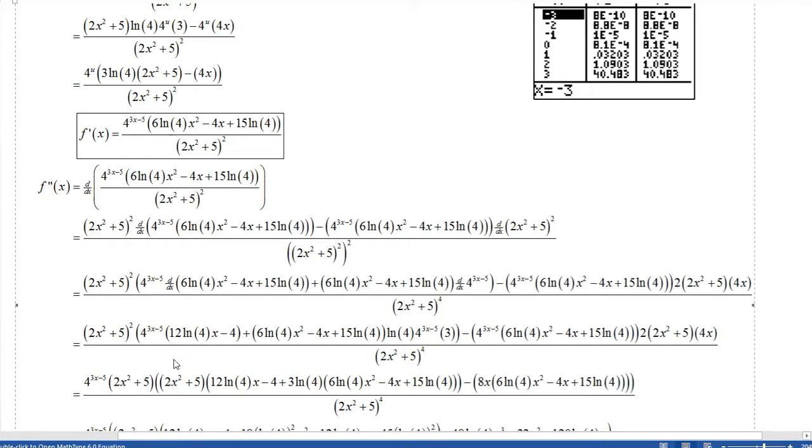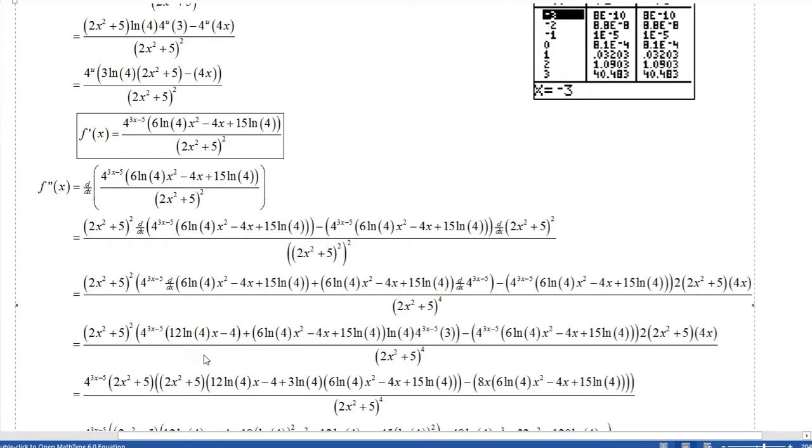Now, we've got a big mess there. Let's see if we can clean this up a bit. Notice that right there's a 4 to the 3x minus 5, and both this one and this one have a 4 to the 3x minus 5. Factor that out. Also we have the 2x squared plus 5 to the first power here and here, so I can bring that out front. Okay, if I factor just those two things out, let's see what's left. That cancels that down to the first power, so that's right here. And I've divided this out of both of these, so that's gone here.